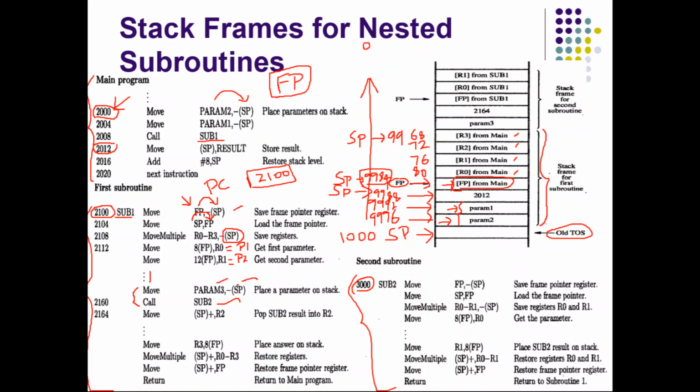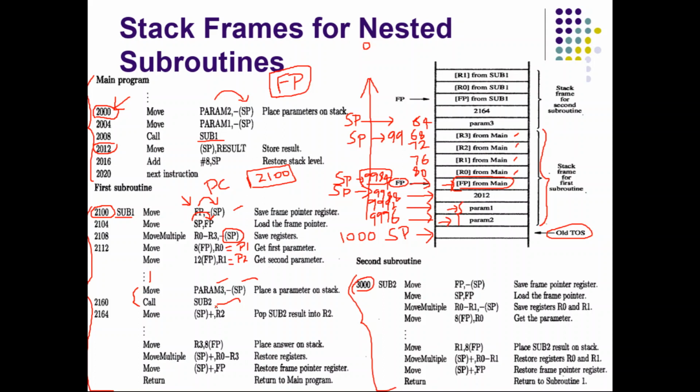Parameters can be passed only through the stack. So where is the stack currently? At 9968. The stack pointer will be decremented by 4 and parameter 3 will be placed at 9964, and SP will now point to 9964. Whenever you push or pop, the stack changes, otherwise it won't change. So it is like a push: first SP is decremented and then the value is pushed.